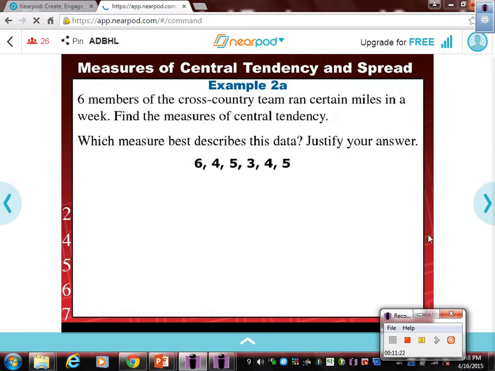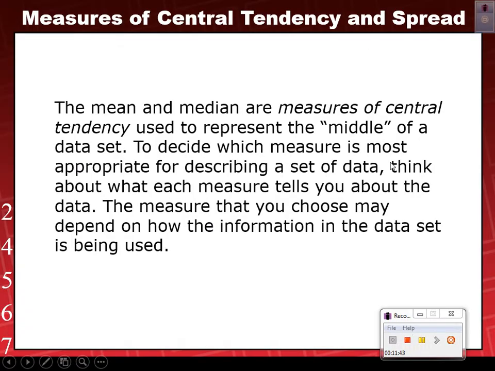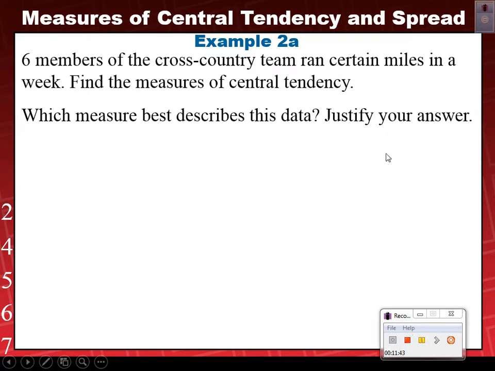So, now that we found the measure of central tendency and the range, check this out. That works also really well with word problems, because that's mainly why we want to use all that. Example 2A. It says 6 members of the cross-country team ran certain miles in a week. Find the measure of central tendency.